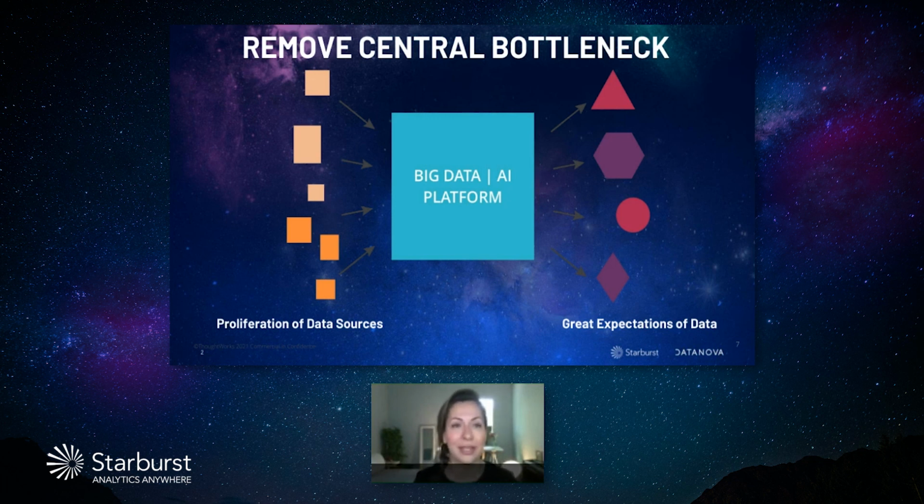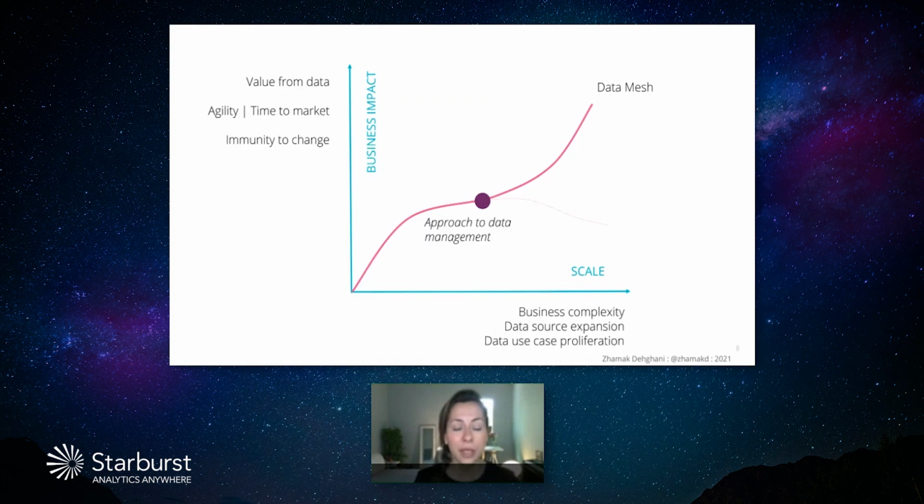If you click into the next slide. If you look at the reality of organizations today, on the bottom axis, the x-axis, you will see the scale of complexity that we see. Our businesses are not single function or two functions. They have various domains and various functions. Each of them is moving at a different pace. We have an expansion of the sources and diversity of sources. And as we talked about, the proliferation of the use cases.